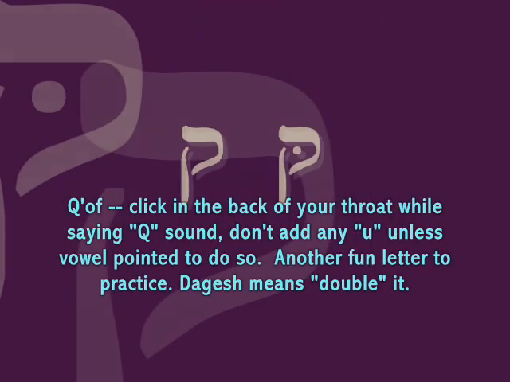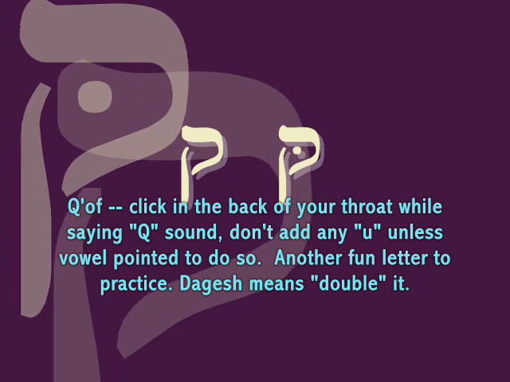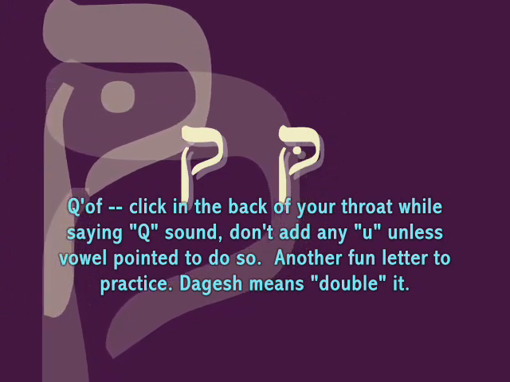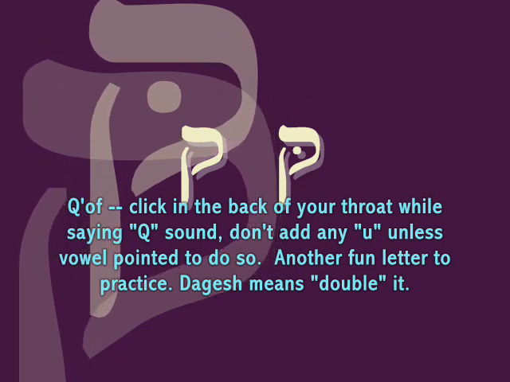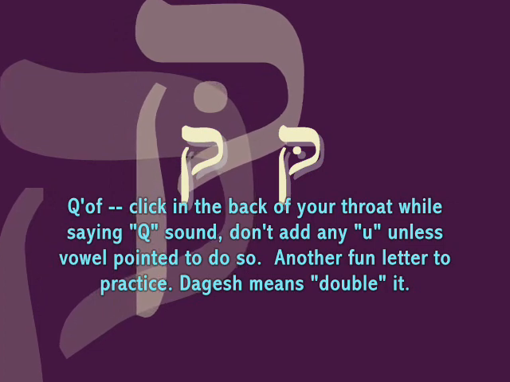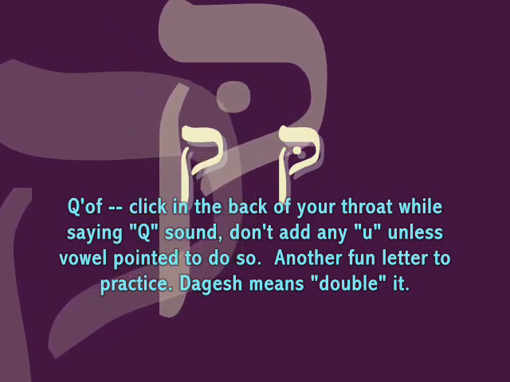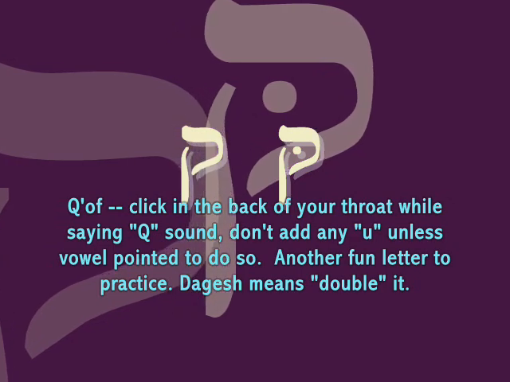The next is the qaf. And the qaf is kind of with a click in the back. You're sort of making a click first. You know, when you hear al-Qaeda, you're doing a little click on the upper back of your throat before you say the Q sound. And it looks like a Q. Well, it looks like a P to us, but it looks like a Q to the Israelis.